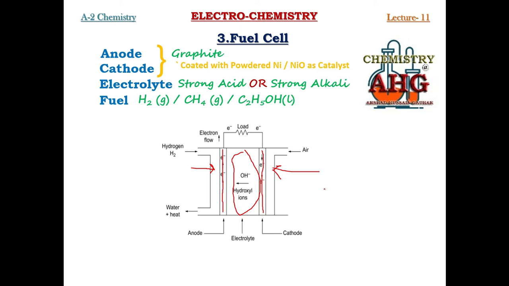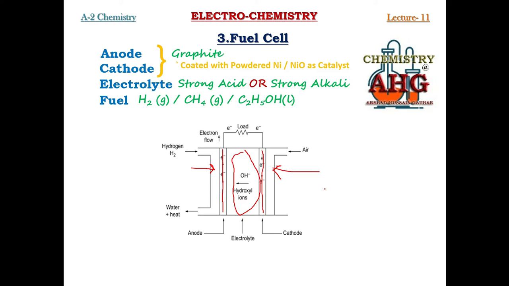So you can see in this simplified diagram that by using graphite anode and cathode, the cell has been divided into three compartments. The central compartment where the electrolyte is present, the anodic compartment where fuel is injected, and the cathodic compartment where air or oxygen is injected. So this is the composition of the fuel cell and how it can perform its function.